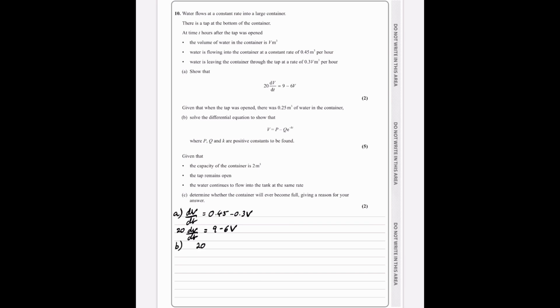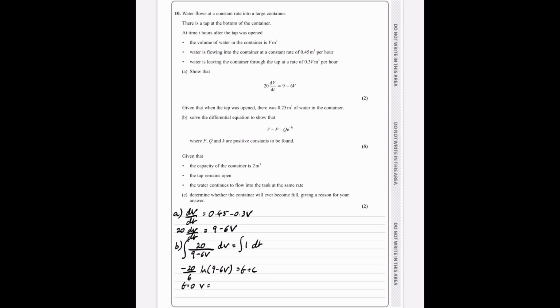For B, we've got to solve the differential equation, so I'm going to divide both sides by 9 subtract 6V and separate the variables, separate the dVs and the dTs. Of course, not strictly mathematically correct, but it works. And we can integrate both sides now. So left-hand side will integrate to negative 20 over 6. You can simplify that if you want. Ln of 9 subtract 6v, and 1 will integrate to t plus the constant of integration c.